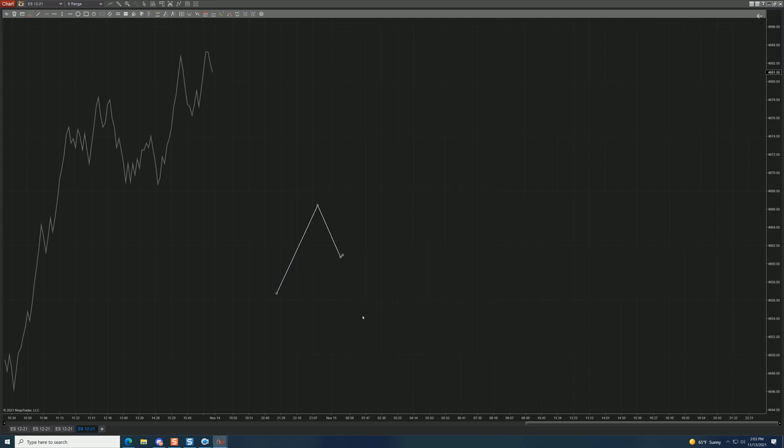Perhaps, right? But what's missing is the context. Now, you could say, well, okay, let's say that's the opening bar, and this is the first 5-minute swing high off of the open here in the ES or stock index, whatever it may be.